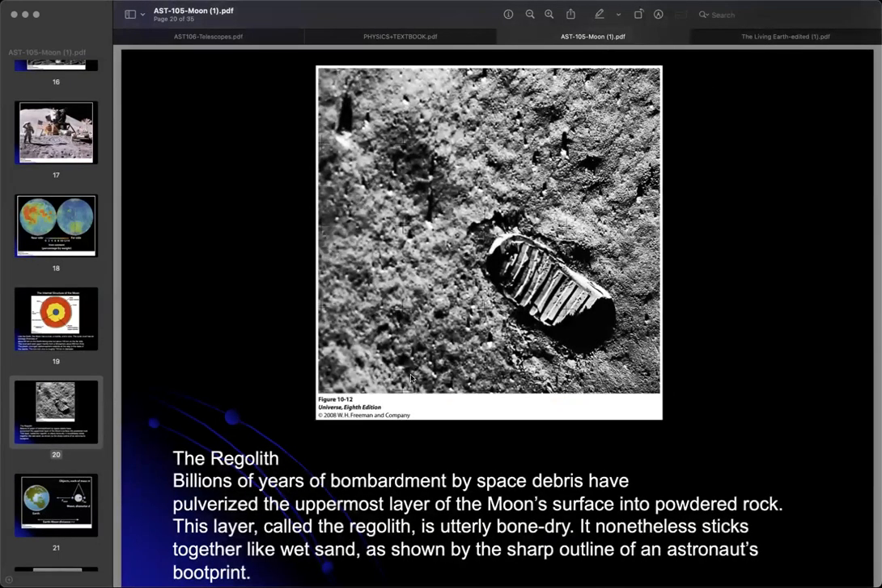The soil on the moon is called regolith. It is very finely powdered rock. And even though it is not wet, there is no water, it is capable of holding a shape.